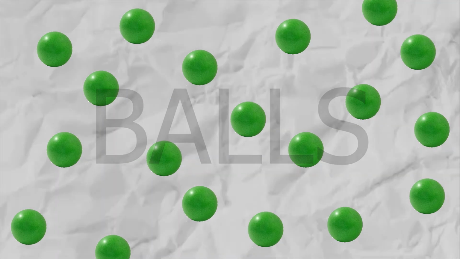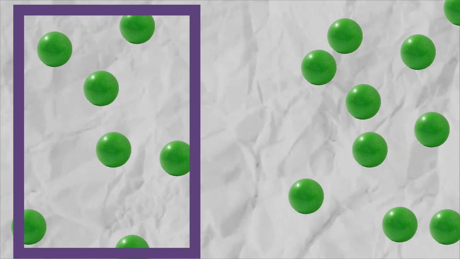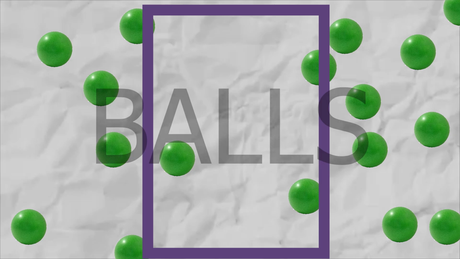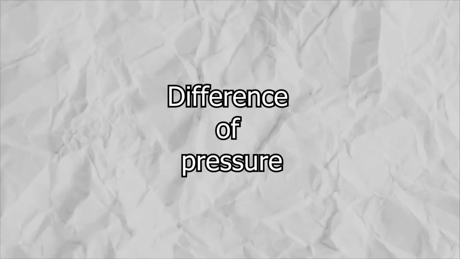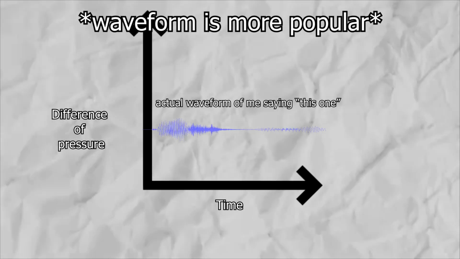Usually, the balls are evenly spread out, but pushing the water might make the balls concentrate more in one spot while others have fewer balls. That's a difference in pressure, which eventually gets to your ears, that sound. That difference can be used in a graph to make shapes like this one called a sound wave.